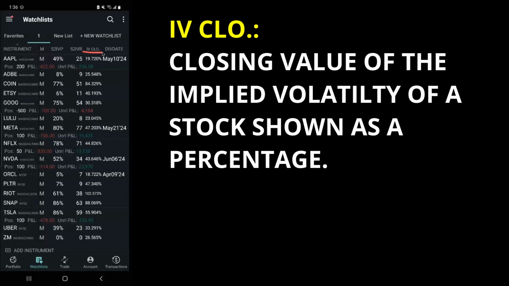Then you've got the IV close. And again, this is all to help option sellers and buyers understand if they're going to be paying more or getting paid more to buy or sell their options contracts. The IV close gives you the IV percentage of the stock, which you can then compare against the historical volatility if you track those numbers here as well.